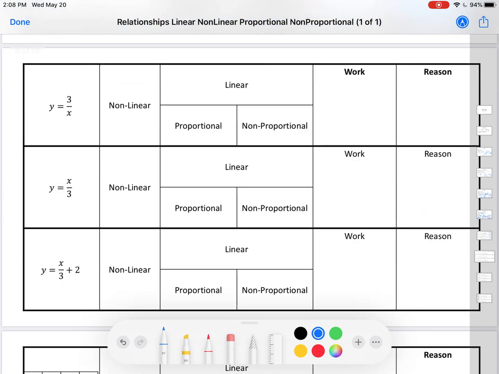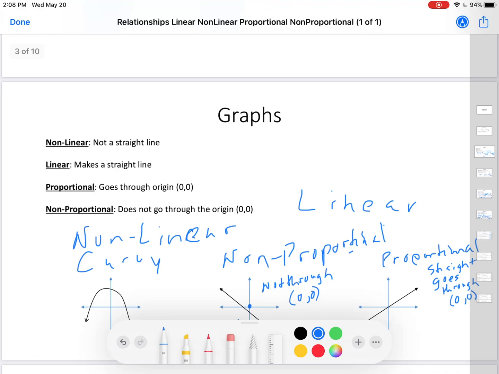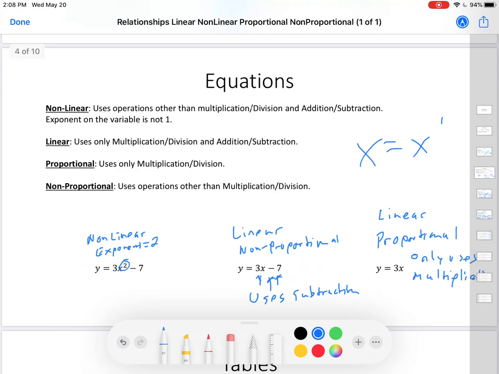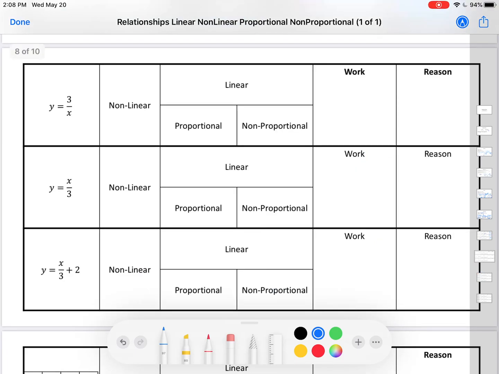Next one. Equations, huh? Okay, so let's go back and look at equations. For equations, if it uses only multiplying and dividing and addition and subtraction, then it's linear. If it uses only multiplication and division without addition and subtraction, it's proportional. If it uses other than multiplication and division, then it is going to be non-proportional.